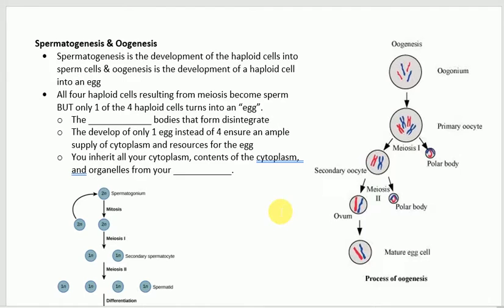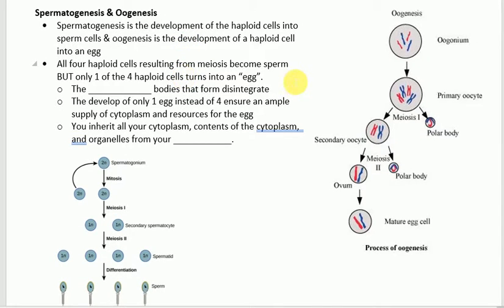Spermatogenesis and oogenesis. Spermatogenesis is the development of the haploid cell into a sperm cell. Oogenesis is the development of a haploid cell into an egg. And yes, that is the way that it is pronounced. It is oogenesis. Some people call it oogenesis. But all 4 haploid cells resulting from the meiosis become sperm, but only one of the 4 turns into an egg. So let's look at why that is.